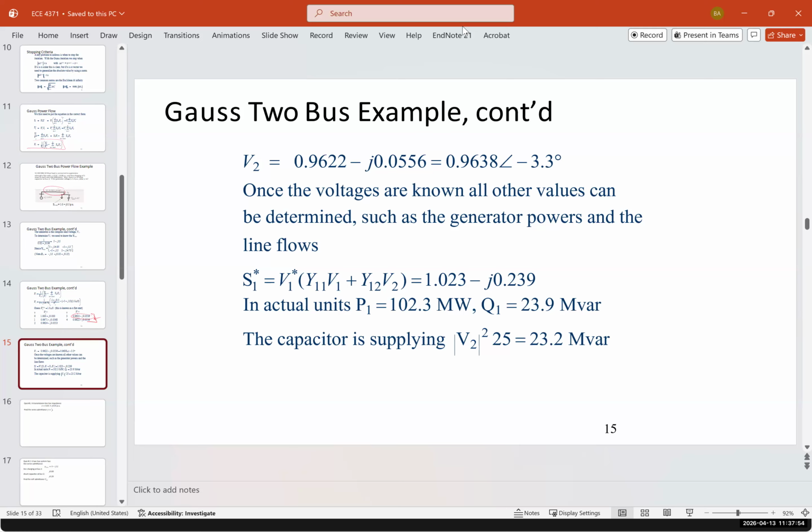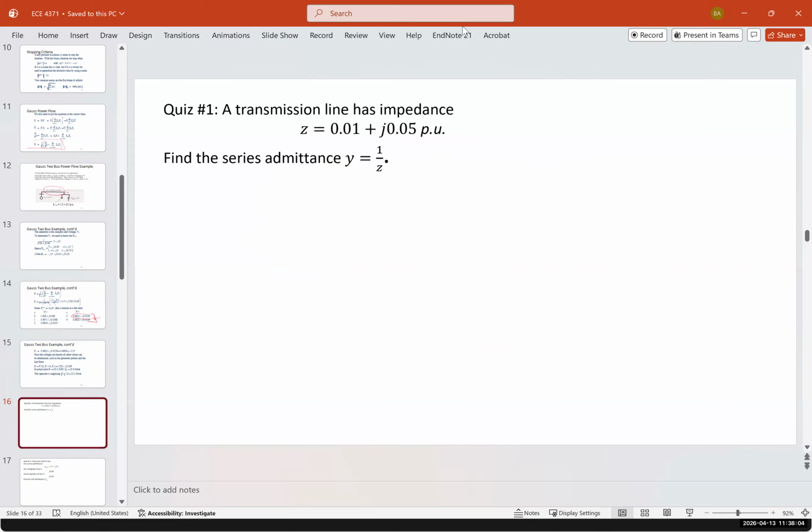Now, to better understand this, I have broken down the next example into multiple questions, so it's going to be easier for you to solve. And this is going to be your next quiz question. A transmission line has an impedance of Z equal to 0.01 plus J0.05 per unit. We want to find the series admittance Y equal to 1 over Z.